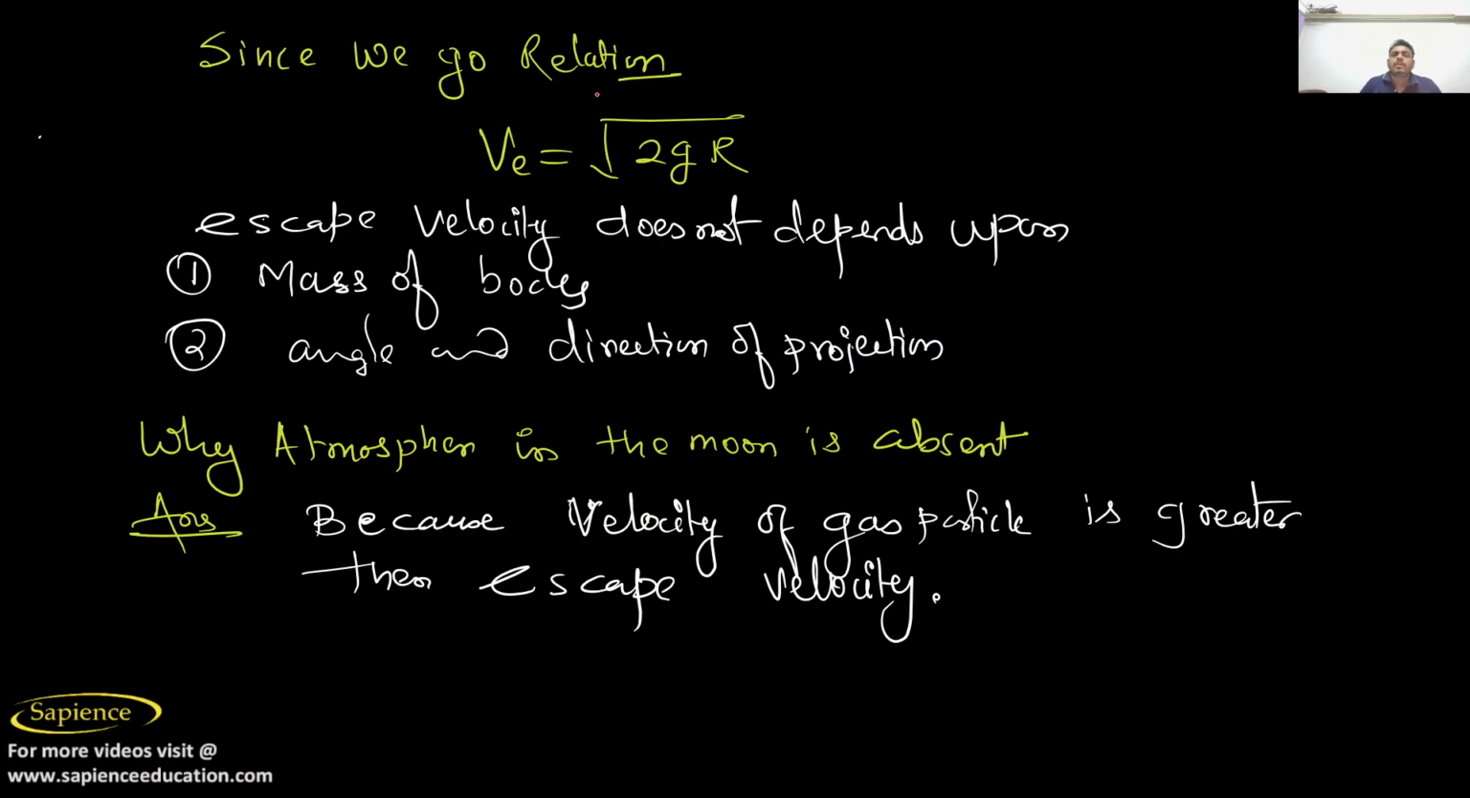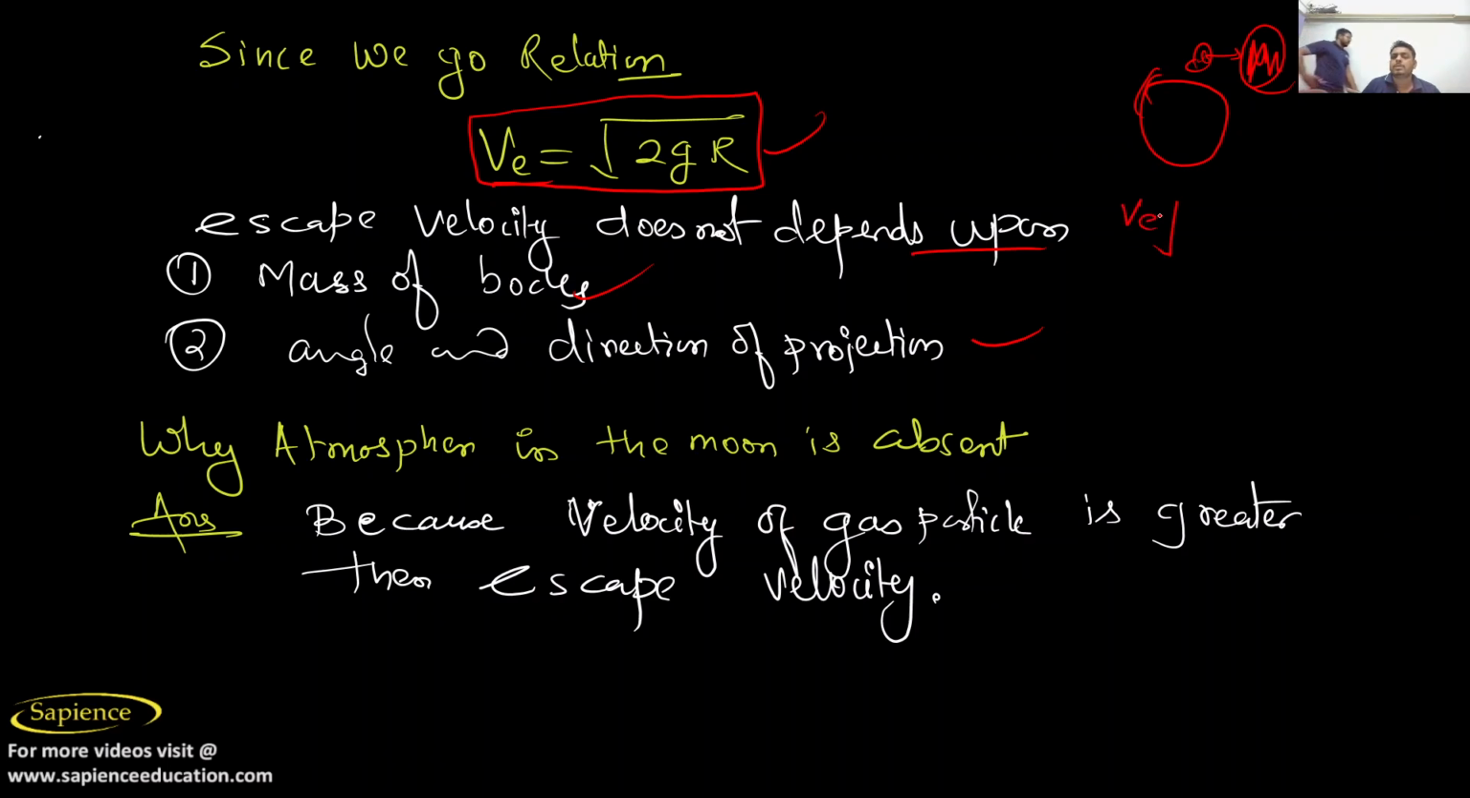Now, from the relation that escape velocity v is equal to root under 2 g R, escape velocity does not depend upon the mass of the body. Suppose this is your earth and the mass of the satellite is small m. Is there any role of the small m? No. Angle and direction of projection, nothing else. Only we have v equal to root under 2 g R. It means that it only depends upon the acceleration due to gravity and the radius of the earth. So it does not depend on the satellite's mass or the angle of projection, right? I hope you have understood this now.